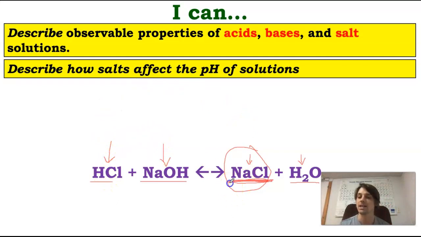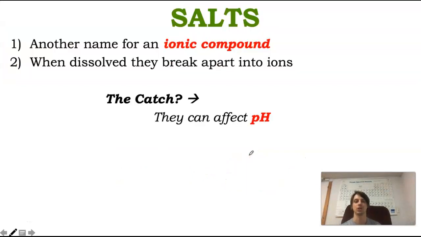What I want us to look at is, how does this affect the pH of a solution? If I don't mix the acid and the base together, what if I just add the salt to water? How is that going to affect the pH of a solution? Our definition of a salt is another name for an ionic compound, a metal and a nonmetal mixed together, and they are formed by mixing an acid and a base together. When salts dissolve in water, they break up into ions, and hopefully we're comfortable with that. The catch is, some of these ions can affect the pH.